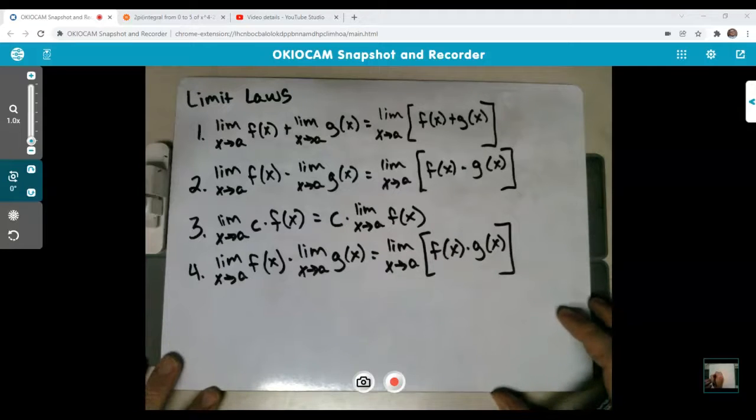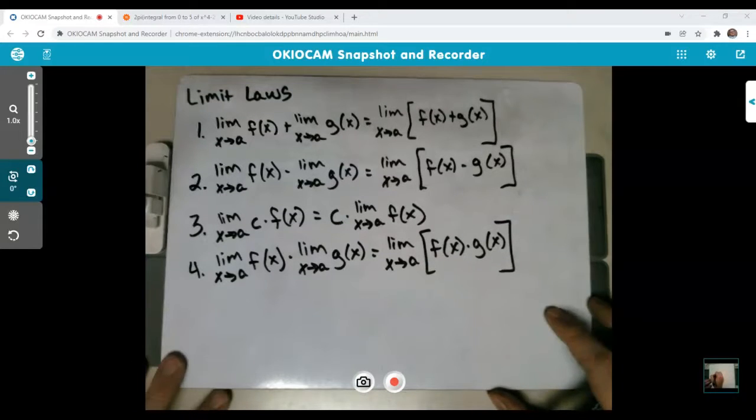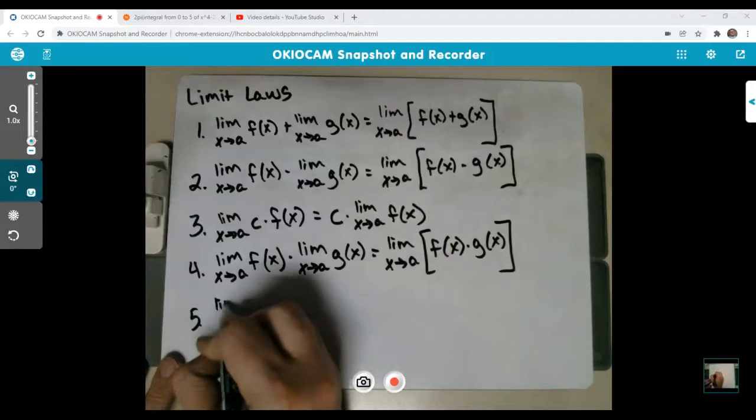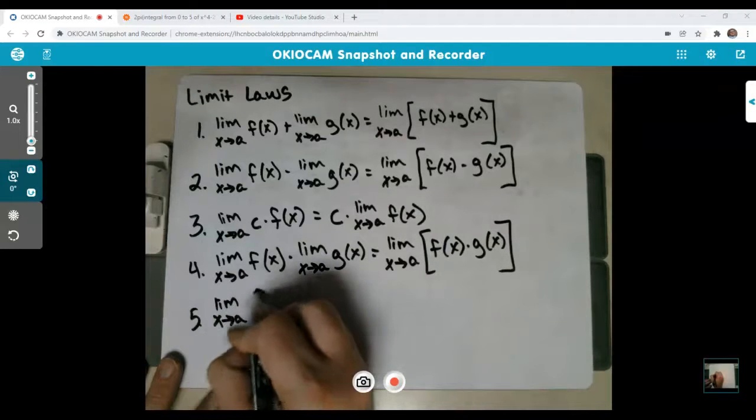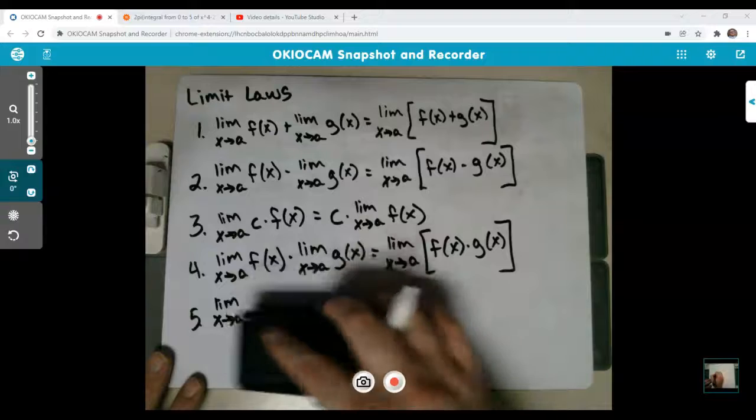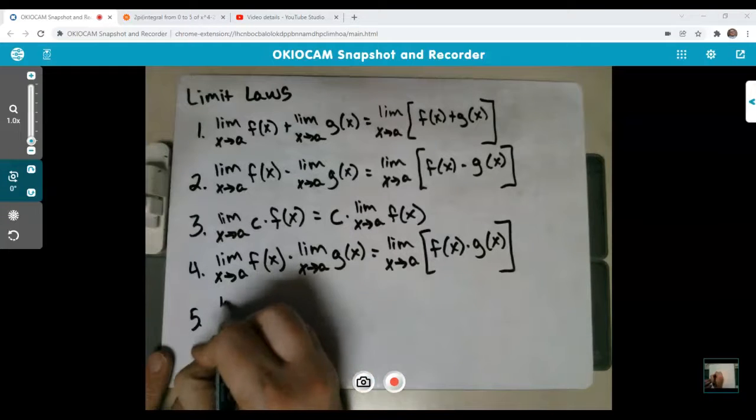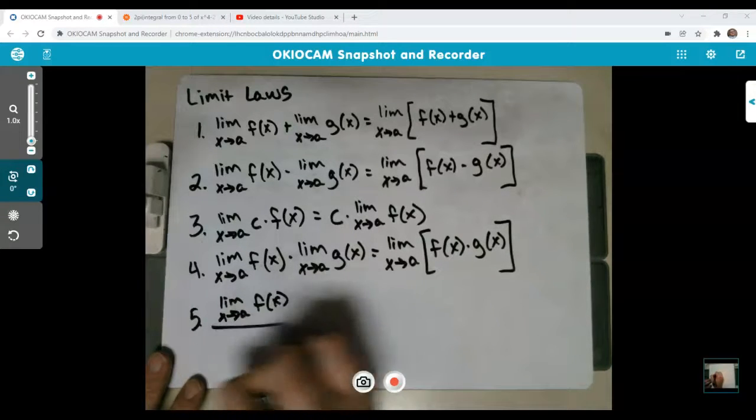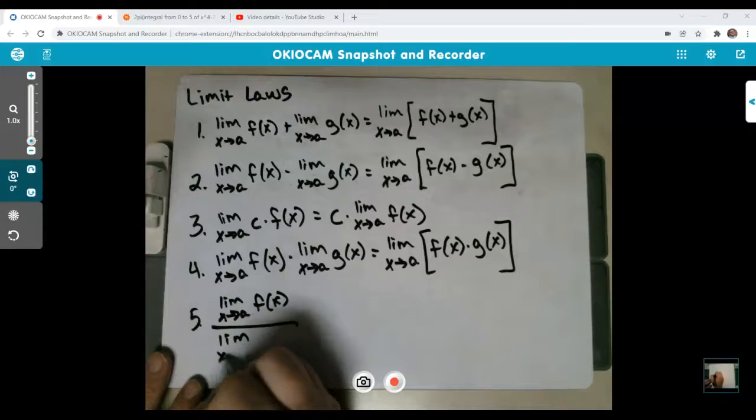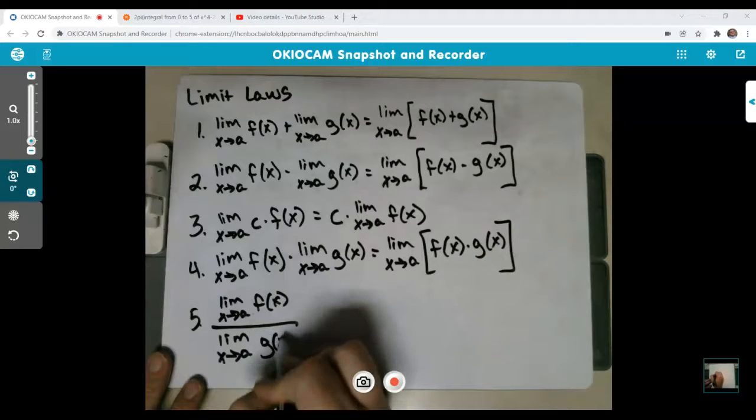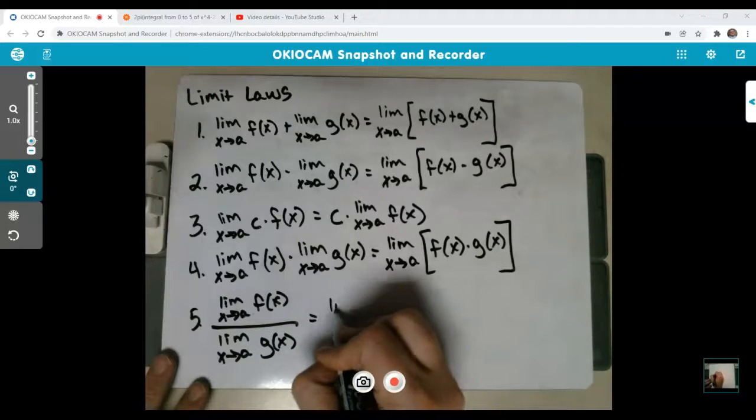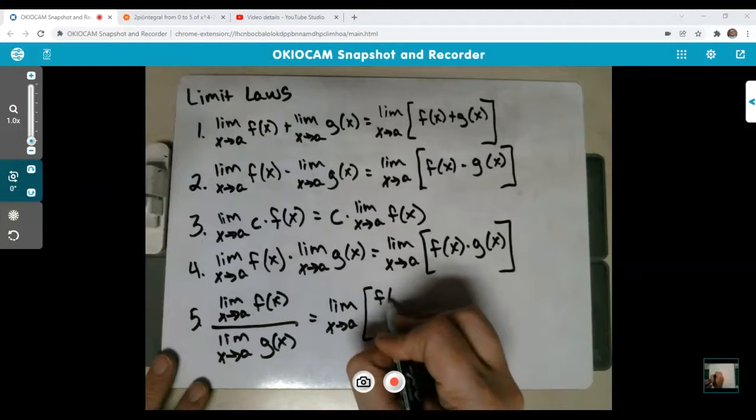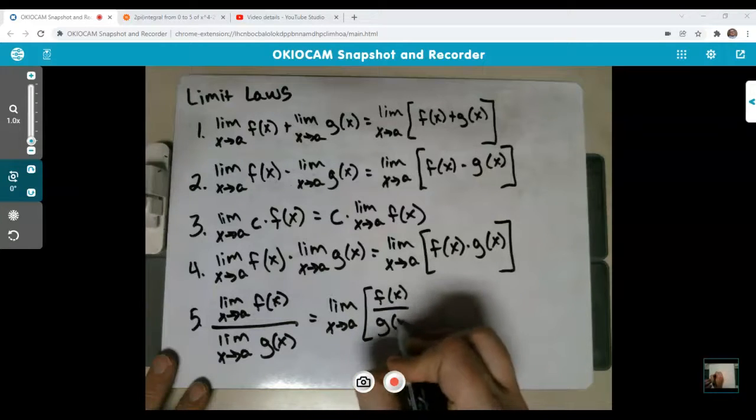That's really helpful. Dividing works the same way. So if I have the limit as x approaches a of f of x, let me rewrite that. I wrote that a horrible way. Limit as x approaches a of f of x divided by the limit as x approaches a of g of x. I can make this one term by just doing the limit as x approaches a of f of x divided by g of x.